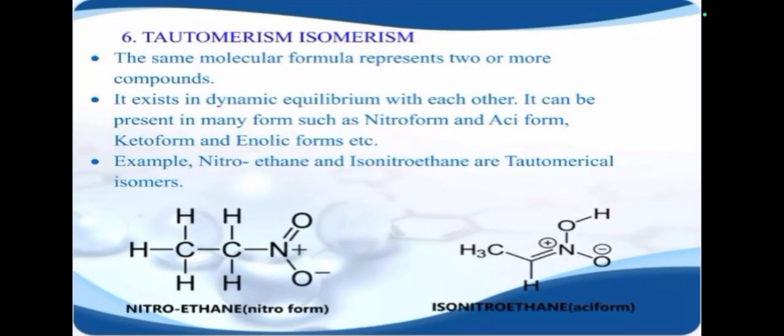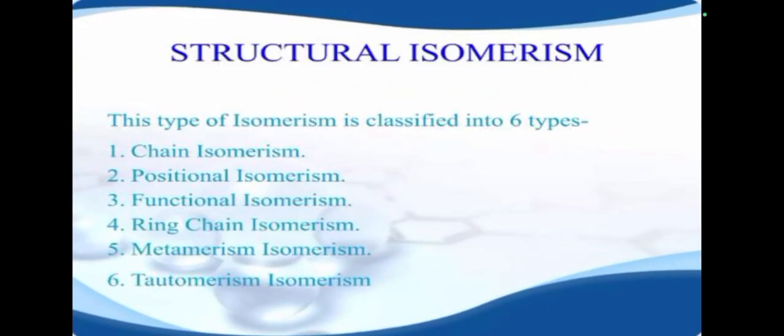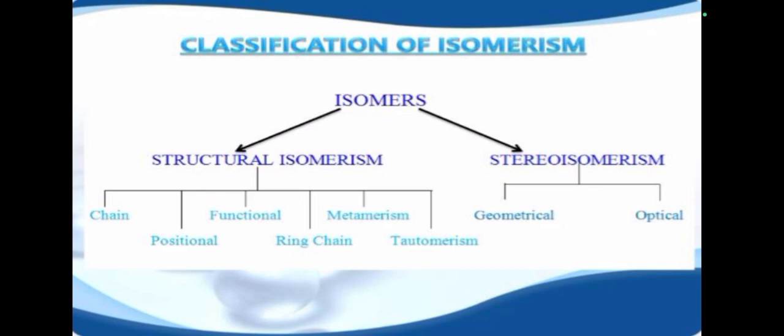Today we saw the definition of isomers. Next we saw the classification of isomers. There are two types: structural isomers and stereoisomers. Structural isomers have the same molecular formula but different structures, and are classified into six types: chain isomerism, position isomerism, functional isomerism, ring chain isomerism, metamerism and tautomerism. Stereoisomerism is classified into two: geometric isomerism and optical isomerism. This was a brief overview.